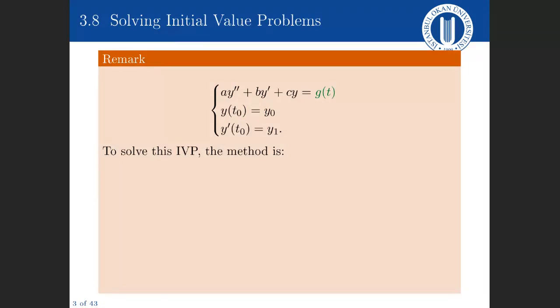Let's suppose we wanted to solve an initial value problem like this. We have a non-homogeneous linear differential equation of second order with constant coefficients. And because it's a second order equation, we have two initial conditions. The method to solve a problem like this is as follows. First, we want to find the general solution to the homogeneous differential equation corresponding to our equation. In other words, we're going to take our differential equation and replace the function g by zero.